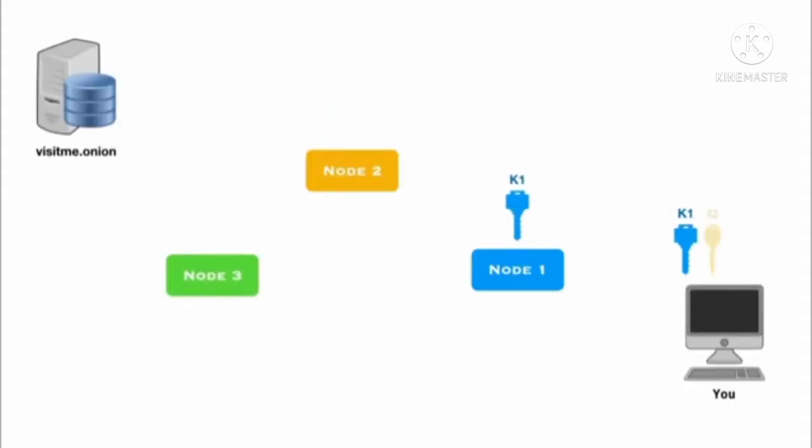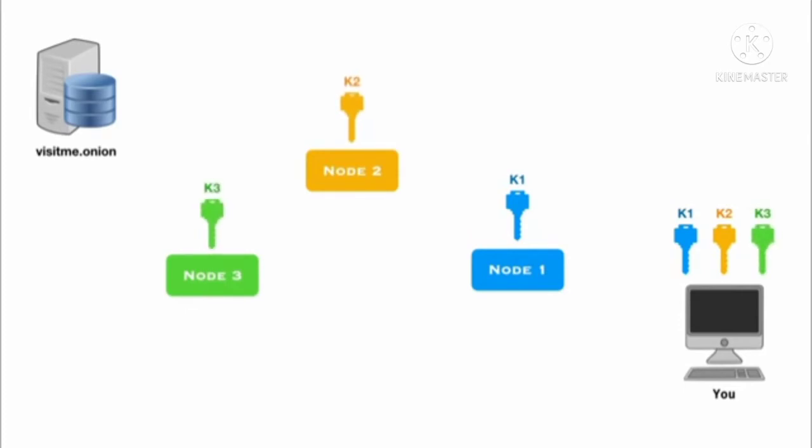But what's different here in Onion Routing is that before your request leaves your browser, it is encrypted with n different keys. N here is the number of intermediate nodes that your request will pass through before reaching the web server. Usually, there are at least 3 nodes in between you and the server. So let's say the value of n here is 3, which means there are 3 nodes between you and the server of visitme.onion. For each node, you share a unique key and you encrypt your message with it.